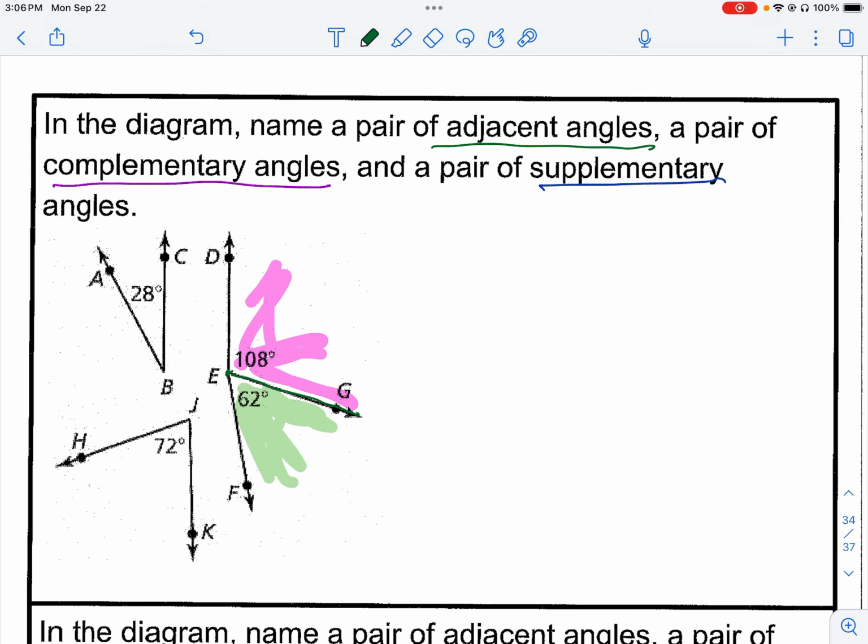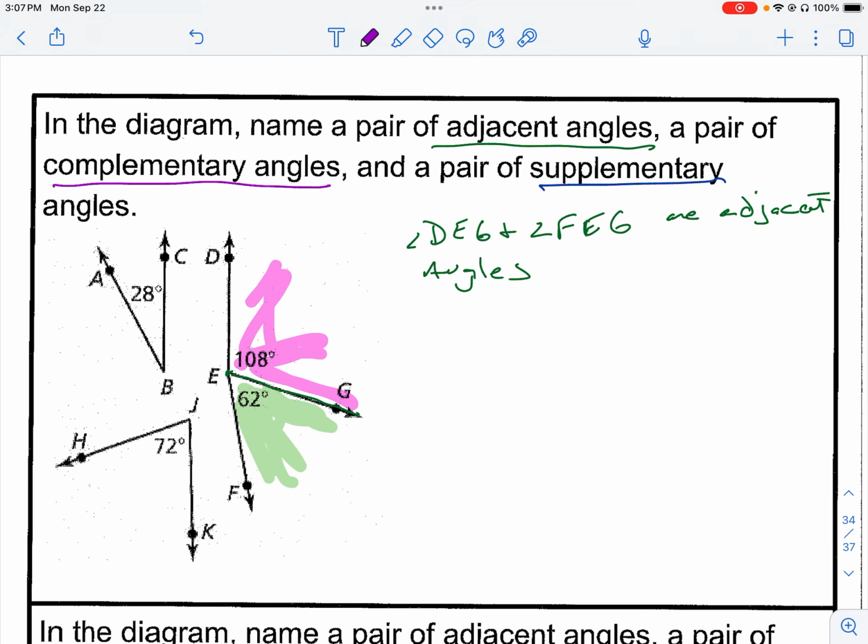So our adjacent angles are angle DEG and angle FEG. Are adjacent angles.